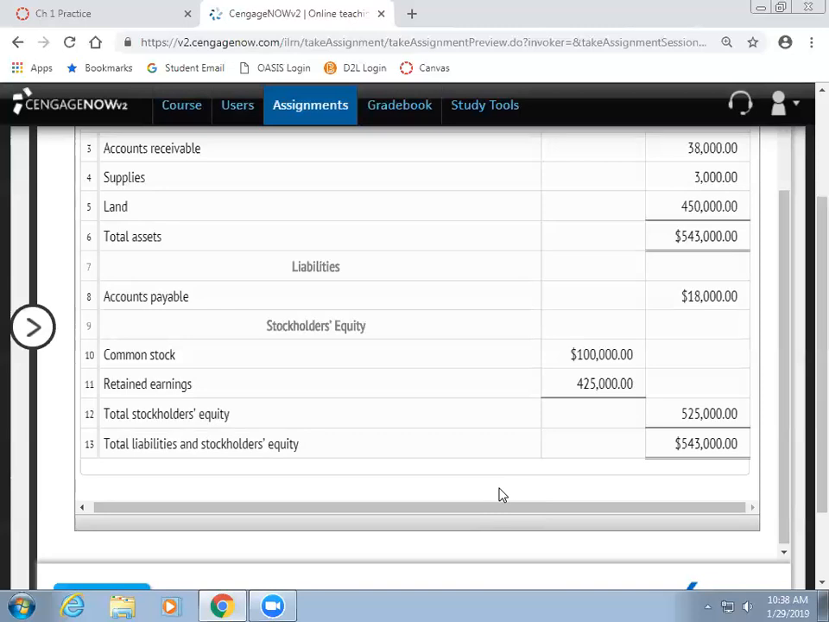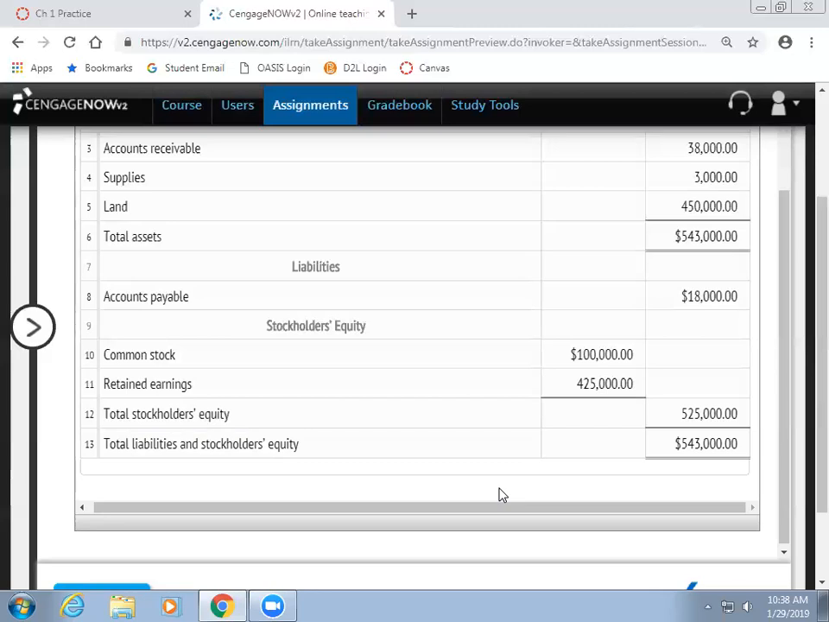And that is the last statement that we prepare. The reason for that is we've calculated retained earnings on the retained earnings statement. So we have that number to plug in here, so it makes it easier. So again, we do income statement, then retained earnings statement, then the balance sheet.